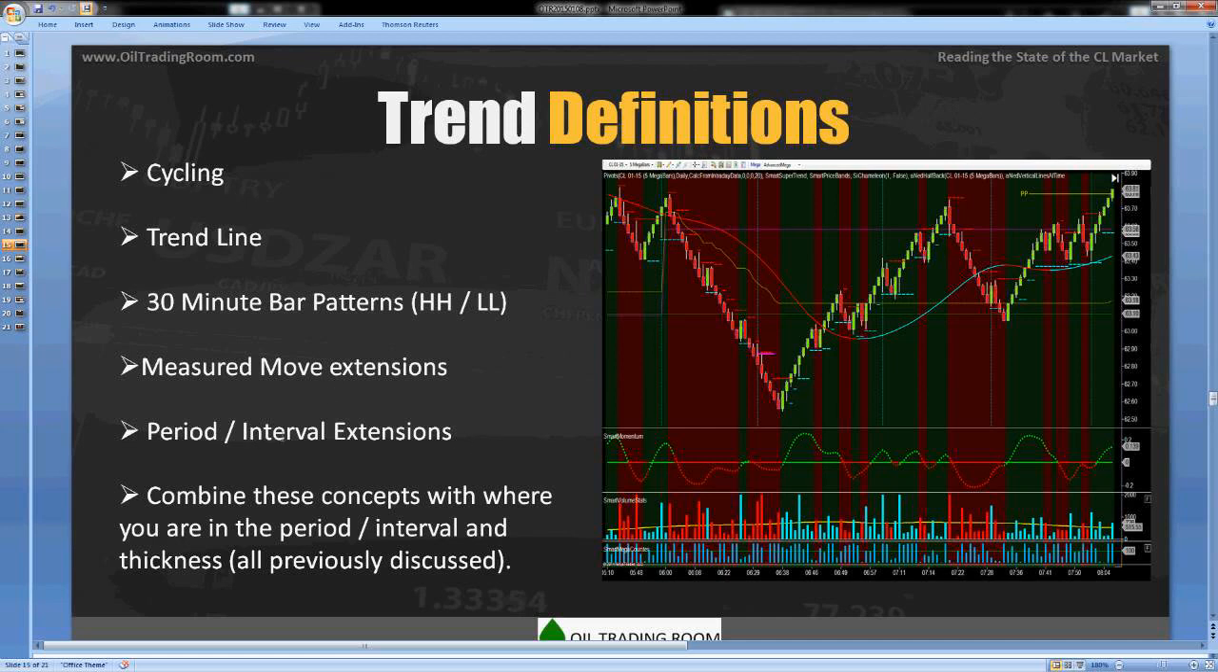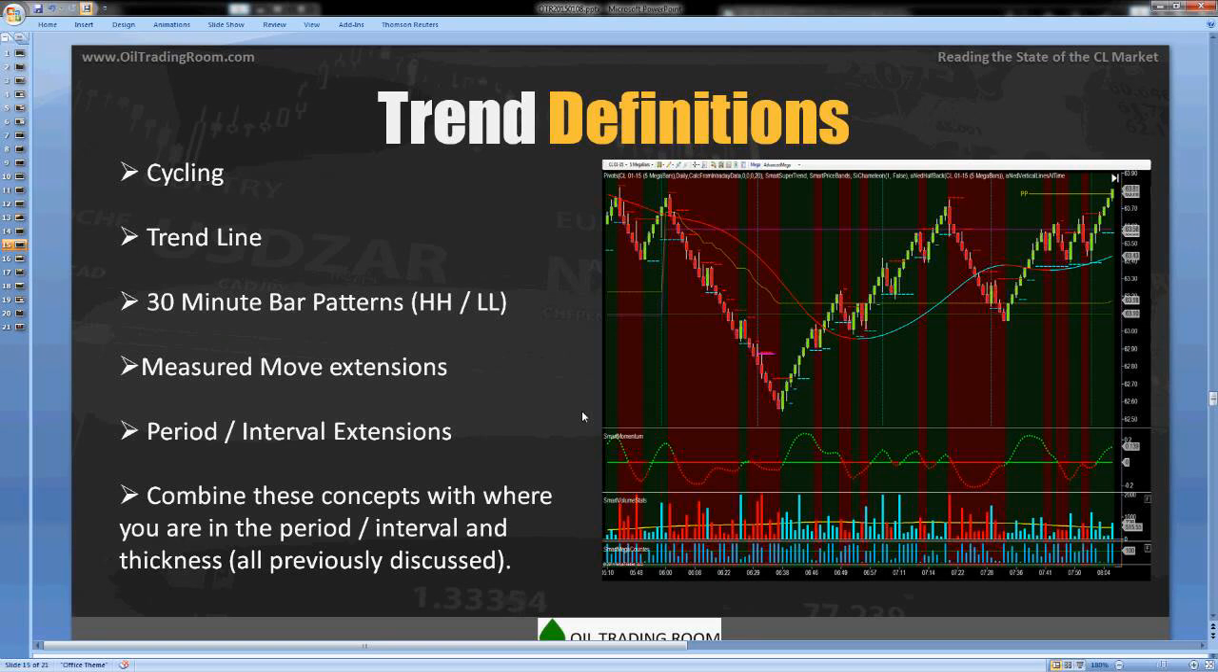Another one is the period or interval extensions. And that is just looking at the same thing that we've already talked about. That is the 30-minute bars and how far you are into that. So if I'm in a period and I'm expecting a 50-tick range, and I'm currently at 35 ticks, and I think I can get into a trade at 7 ticks of risk, and I have 15 potential ticks remaining.